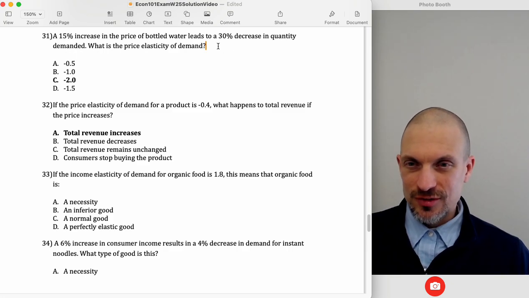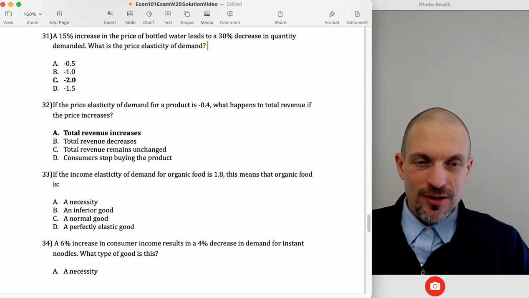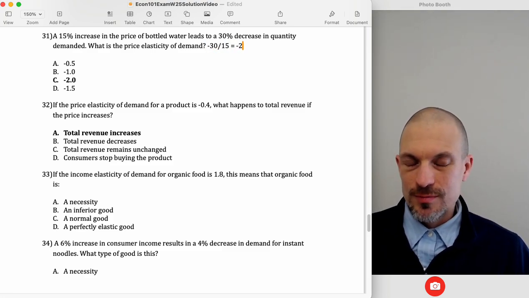A 15% increase in the price of bottled water leads to a 30% decrease in quantity demanded. What's the price elasticity? Price elasticity is percentage change in quantity divided by percentage change in price. So we'll have minus 30 divided by 15, which is minus 2.